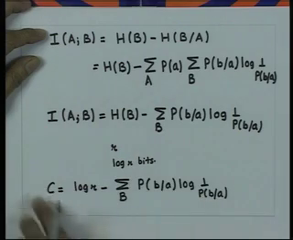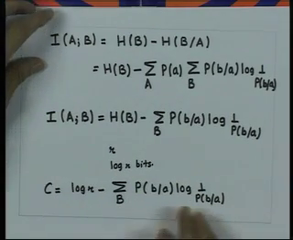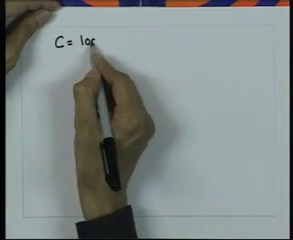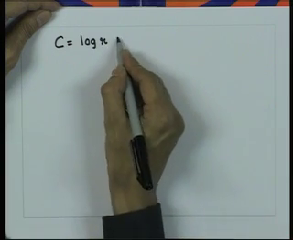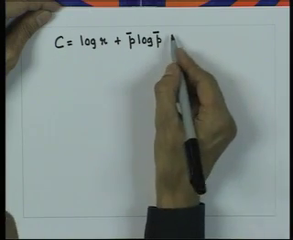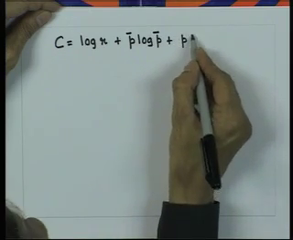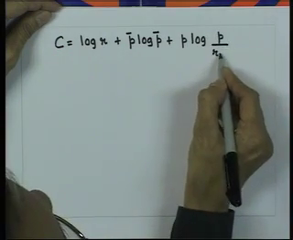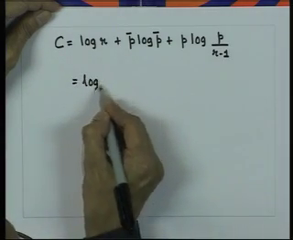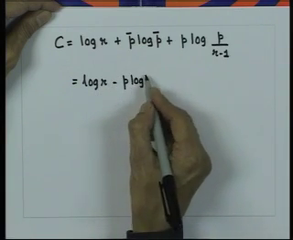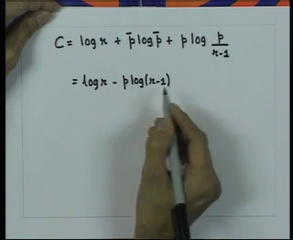Now, using this expression, we can calculate the capacity of the RSC channel as C equal to log of r plus p bar log p bar plus p log of p upon r minus 1, which can be simplified as log r minus p times log (r minus 1) minus H(p).